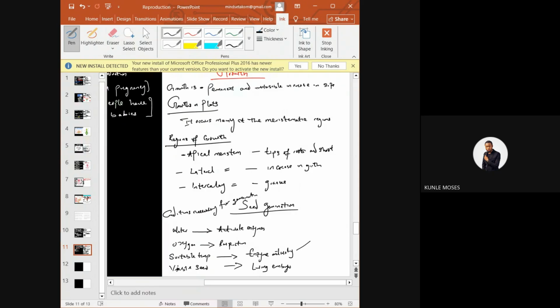So in the next class, we'll be going to the types of germination. I'll be teaching you on hypogeal and epigeal germination. I will show you a diagram that can explain that.